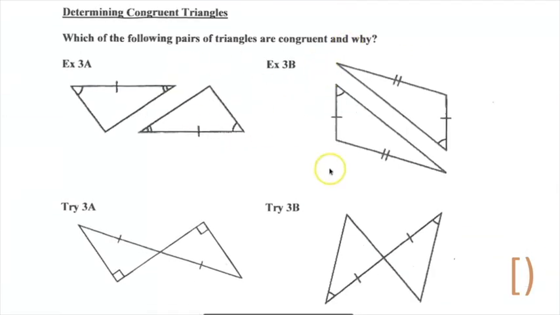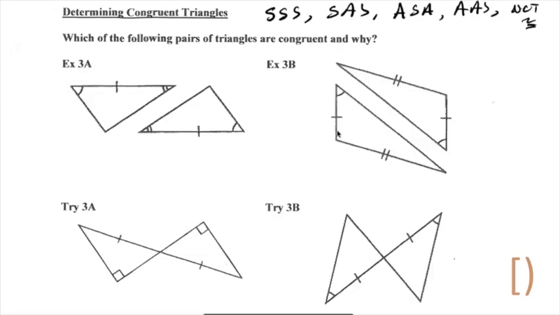We want to determine if these triangles are congruent or not. We actually have a long list now. We have side, side, side. We have side, angle, side. We have angle, side, angle. We have angle, angle, side. And we also have not congruent, right? They could not be congruent. Those are all our options.